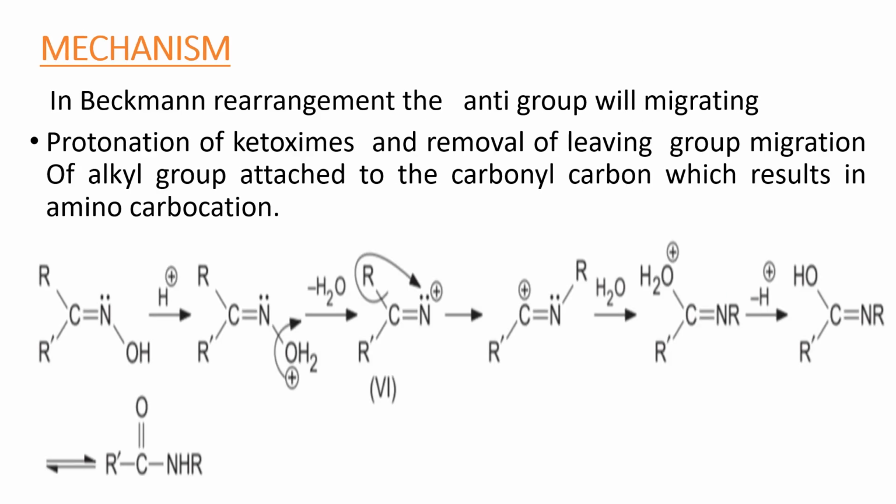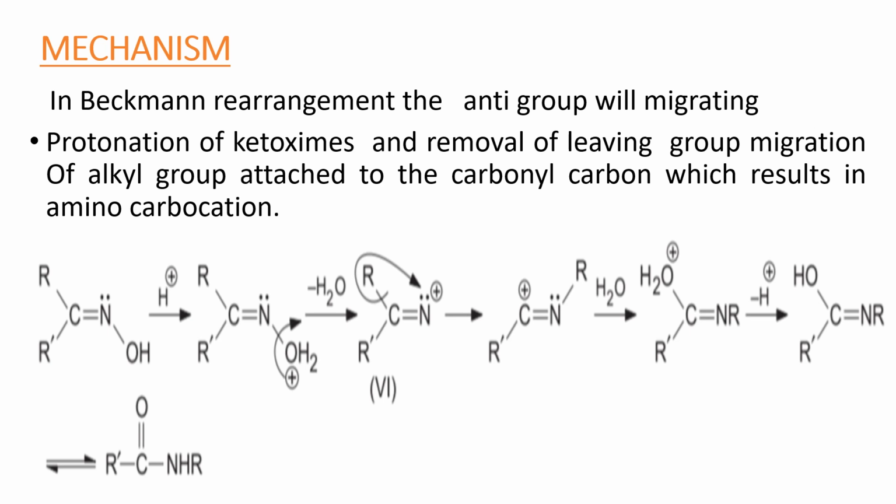Coming to the mechanism part, here in the ketoxime, the lone pair of electrons on the oxygen atom will attack an acid, and then the water molecule will be removed to form this compound, and then migration of an alkyl group will take place to form a carbocation, and then the water molecule which was removed in the previous step will attack the carbocation, and then loss of H plus takes place, and then finally the product tautomerizes to give a secondary amide.